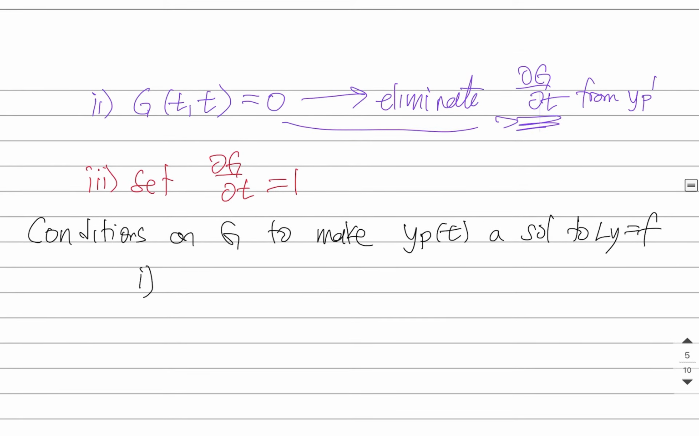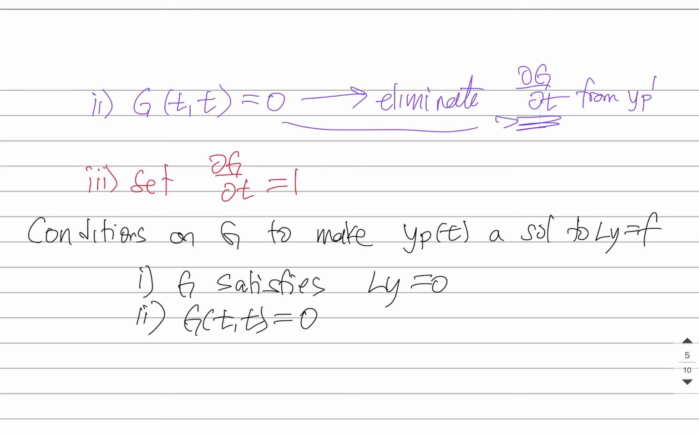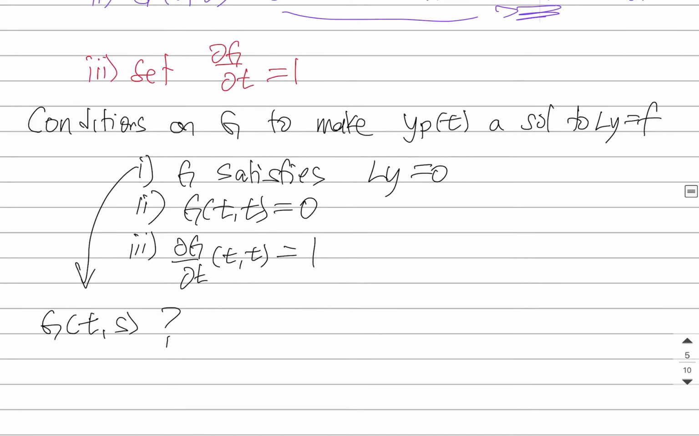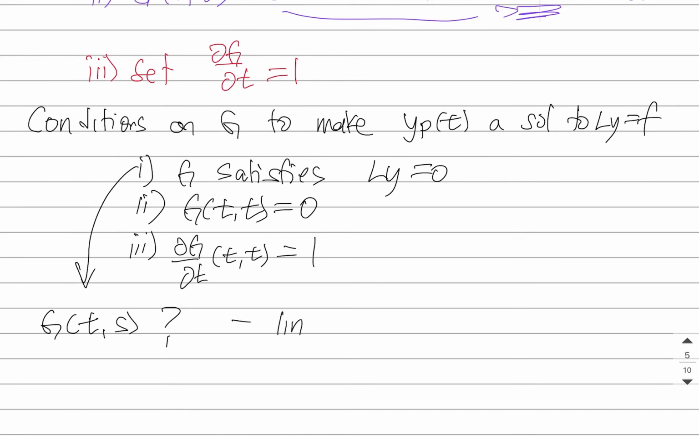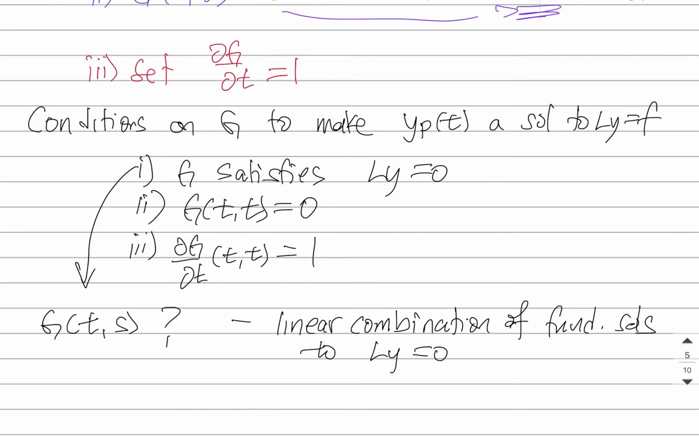Number 1, g has to satisfy the homogeneous equation. Number 2, we are going to say that whenever you set the two variables equal together, they be 0. And number 3, we are going to say that if you set the variables equal together in the partial derivative, it makes it 1. Because it solves the homogeneous equation, it has to be some sort of linear combination of the fundamental solutions to this Ly equals 0.